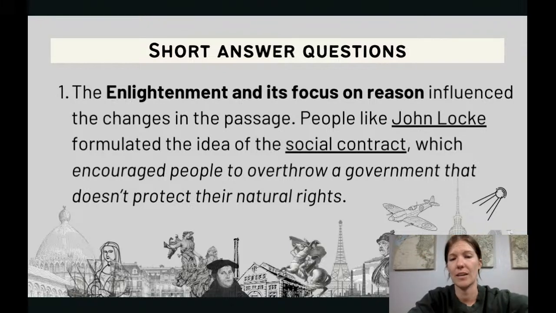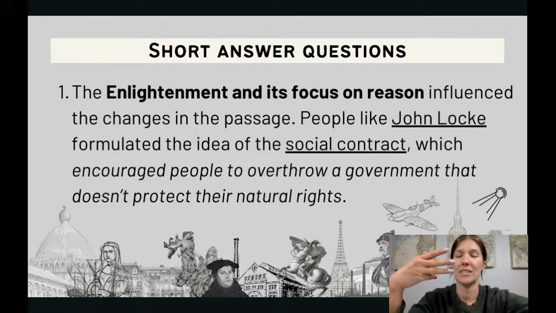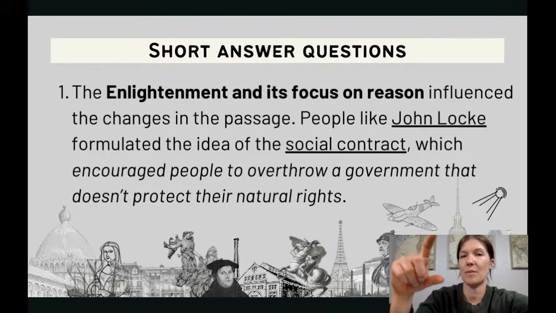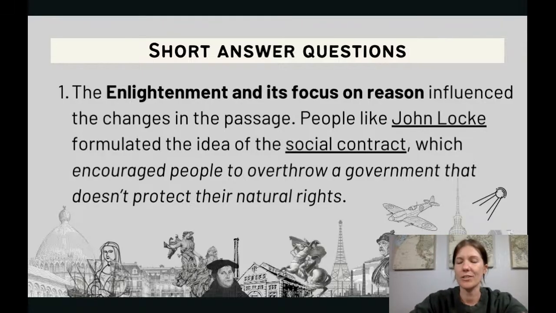People like John Locke formulated the idea of the social contract, which encouraged people to overthrow a government that doesn't protect their natural rights. So in that one, I combined my evidence and my reasoning together in one sentence. You could also have used a French Enlightenment philosopher. This was just the first one that came to mind when I was typing away.